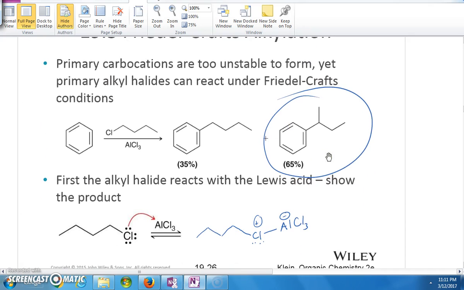Now, primary carbocations are too unstable to form, yet primary alkyl halides can react under Friedel-Crafts. As you can see here, the reaction of benzene with butyl chloride or chlorobutane yields butylbenzene, as well as this arene. Okay. Now notice that in this product you can see that this has undergone a rearrangement.